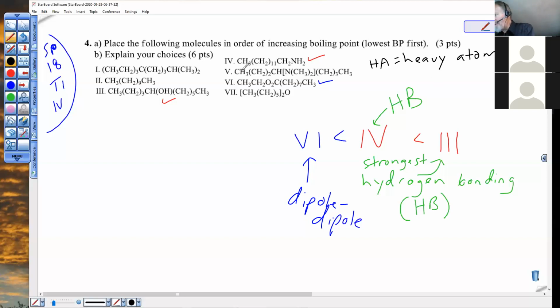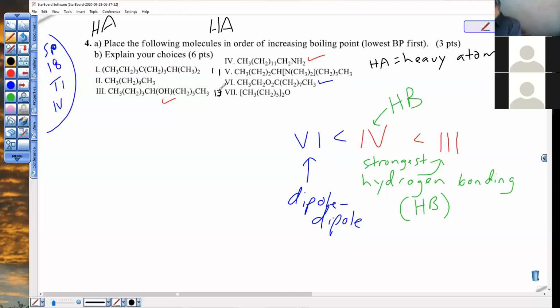Carbons count. 1, 2, 3, 4, 5, 6, 7, 8, 9, 10, 11. And 11 HAs, can we do heavy atoms here and here? HA, and we have 11. And the bottom one is also 11. No, it's not. I miscounted. 6 times 2 is 12, plus the heavy oxygen's 13. I was only looking at the CH2s. We have a winner for those two.